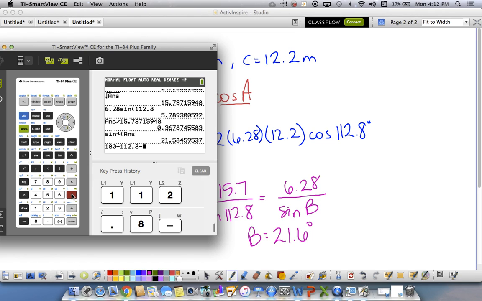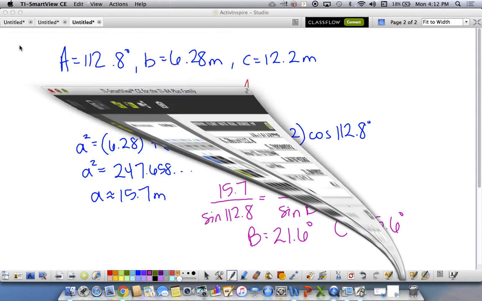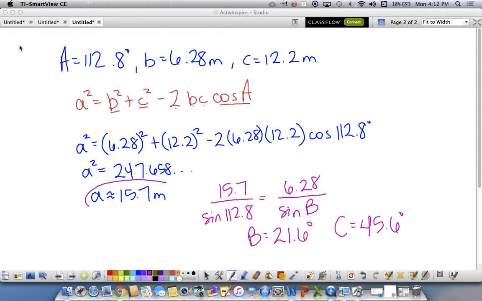Then I'm going to take 180 minus 112.8 minus, this time I'm not going to pull second answer because all my angles need to add up to 180. So I just subtract. So angle C would equal 45.6 degrees. All right. So we now have a side and two angles. We've solved a triangle. Good job.